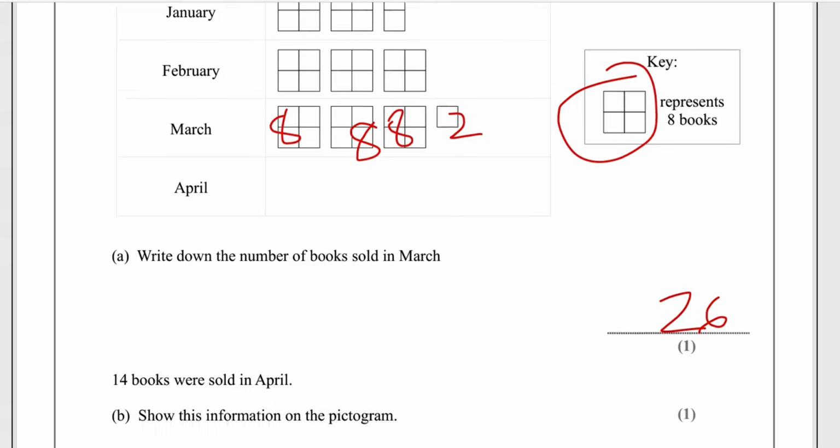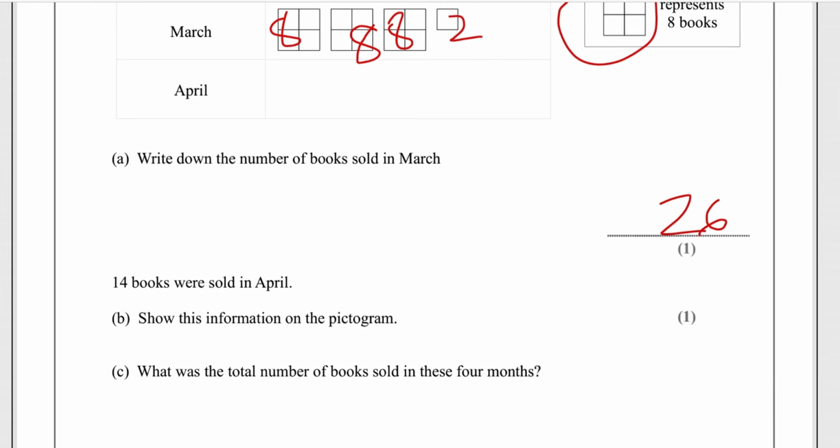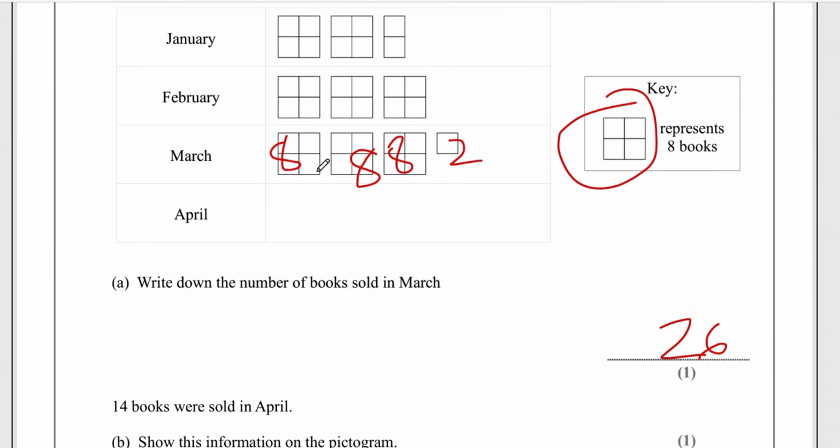Then the next one, 14 books were sold in April. We did this in the last video. So 14 in April, you just represent that. So we have 14. 14 is 8 plus 6, right? So you should always use a ruler, please, okay?